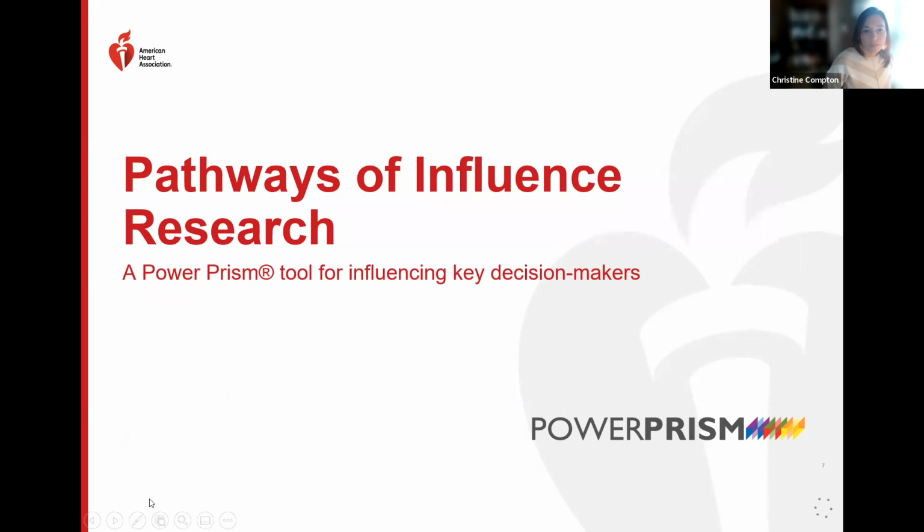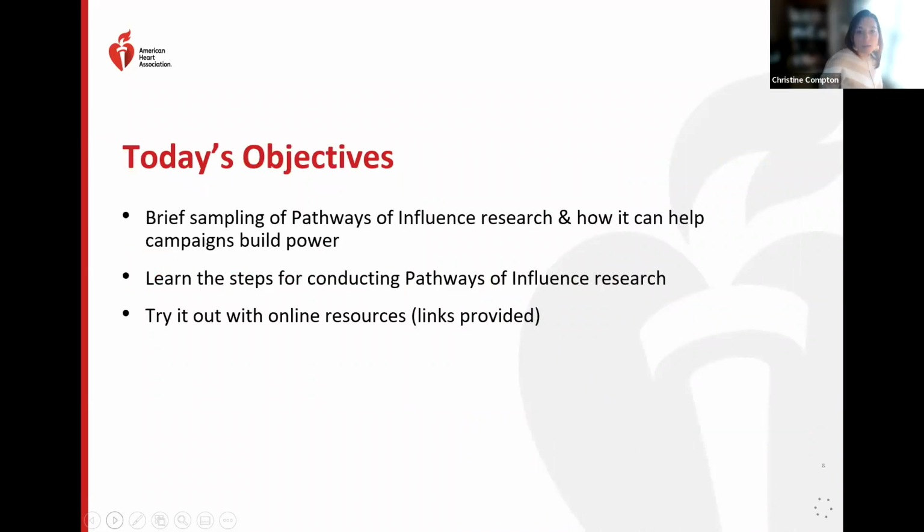So Pathways of Influence is a part of the Power Prism tool, and it's a tool that we can dig into for research to influence key decision makers. So our objectives today are going to be a brief sampling of Pathways of Influence research and how it can help you build power for your initiative or your work, learning the steps for conducting Pathways of Influence research, and then trying it out with some online resources, and those links will be provided to you later.